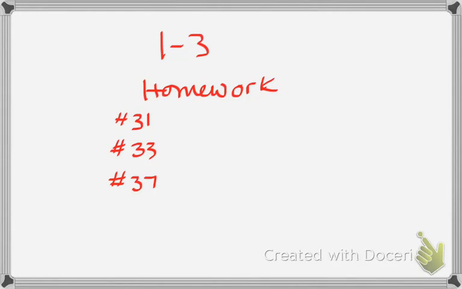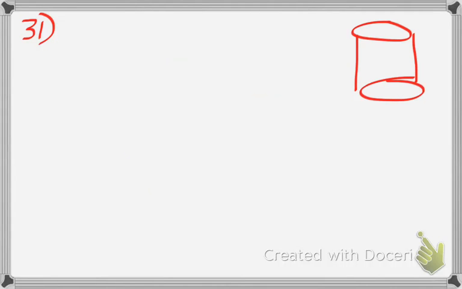All right, this is section 1-3, big ideas, and we're going through homework problems, number 31 through 33 and 37. So 31 is about a cylinder, and it kind of looks like this. They're calling this side X centimeters, and the radius, they say, is 2 5/10 centimeters.